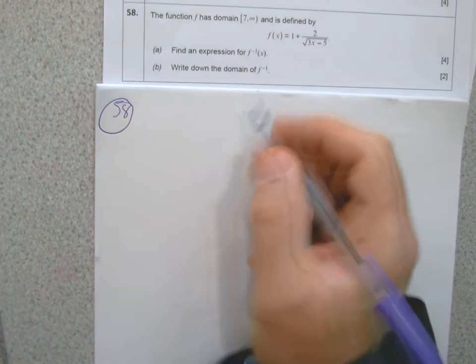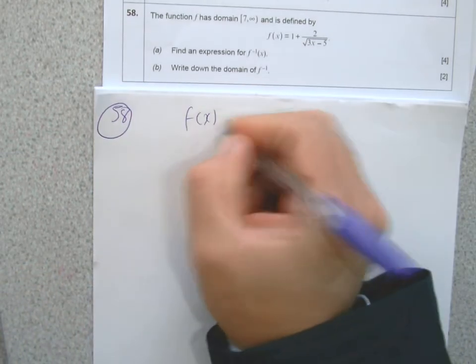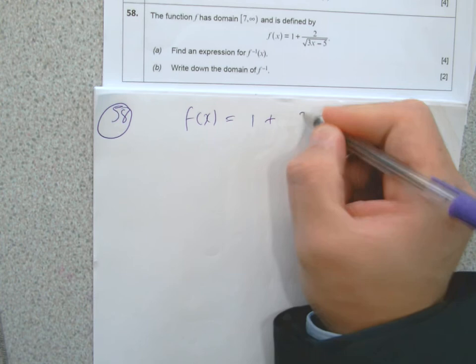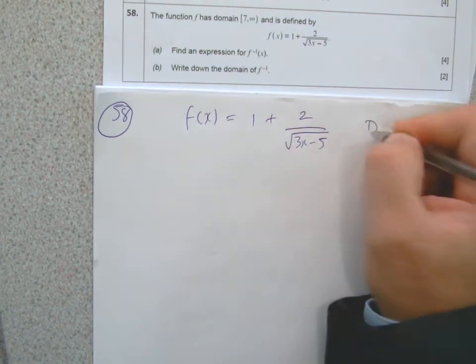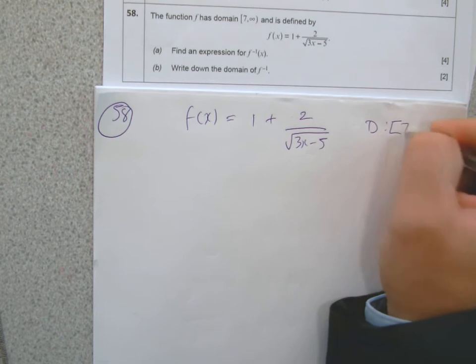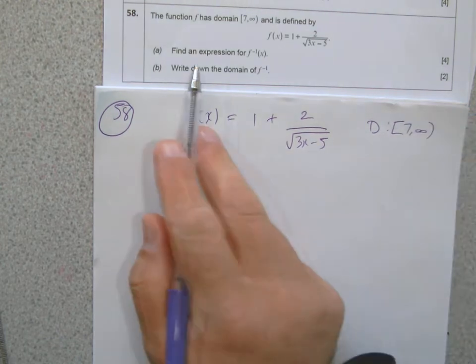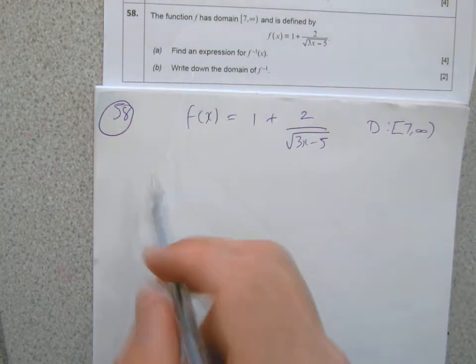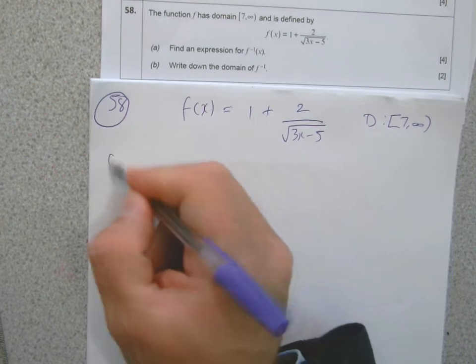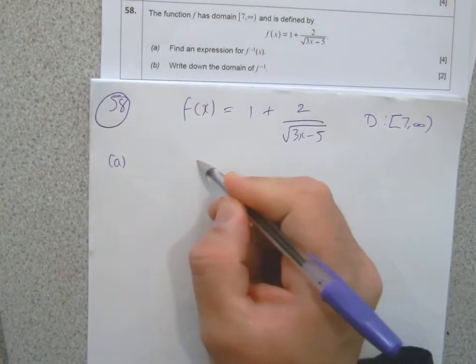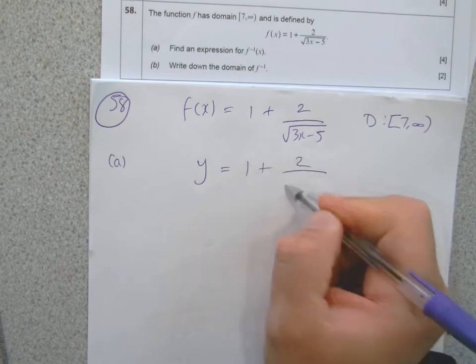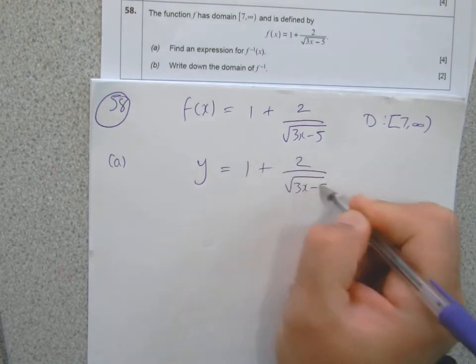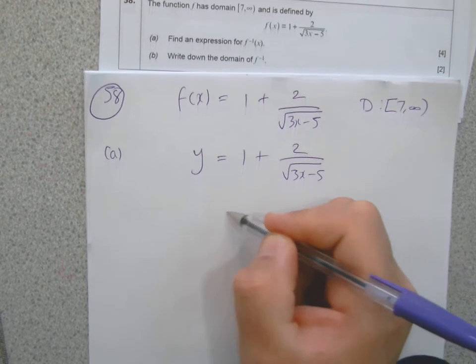Right, question 58. Now, f of x equals 1 plus 2 over root 3x minus 5, and the domain is defined as 7 to infinity. Part A: find an expression for the inverse function f to the minus 1 of x. So the first thing you do is write this as y equals 1 plus 2 over root 3x minus 5. The objective is then to get x equals, okay?